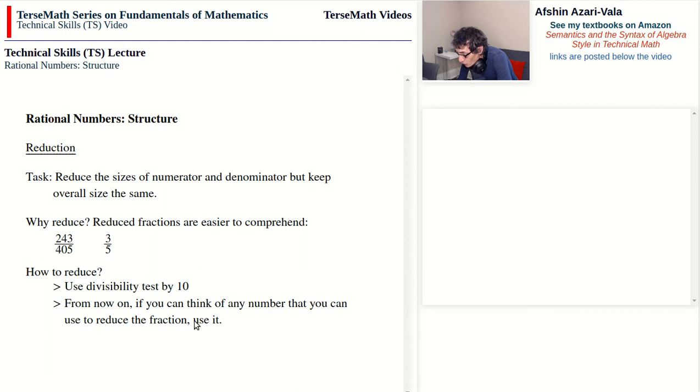I do recommend that you do this after 10. Because if you can divide by 10 and instead you opt for 2, it's not as good an approach. Division by 2 is more difficult than division by 10, and also 10 makes the numbers much smaller, much faster compared to, let's say, 2.